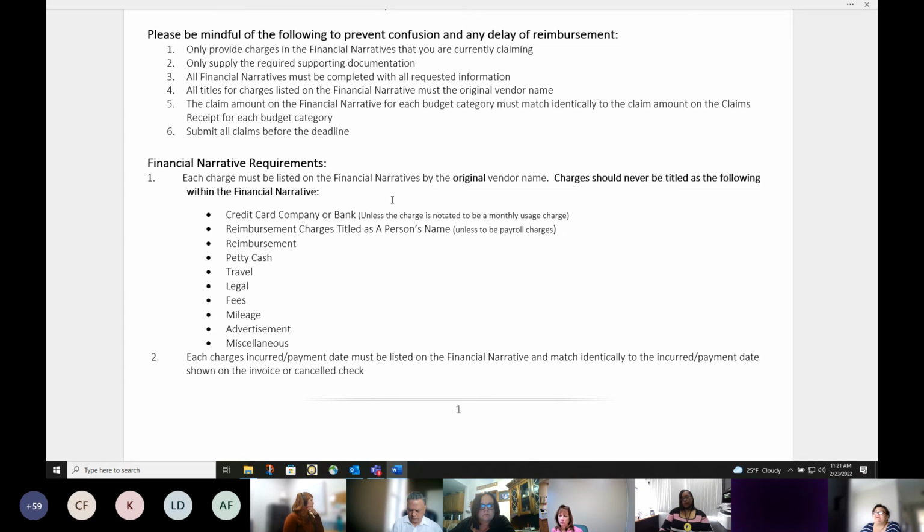Reimbursement charges titled as a person's name. If it's not payroll, we should not see a person's name. We should actually be seeing a company or a store's name or whatever that charge was for. Where they spent that money is what should be listed there. If it's simply just titled reimbursement, petty cash, travel, legal, fees, advertisement, or miscellaneous, wrong. It needs to be the vendor name where the money was spent.